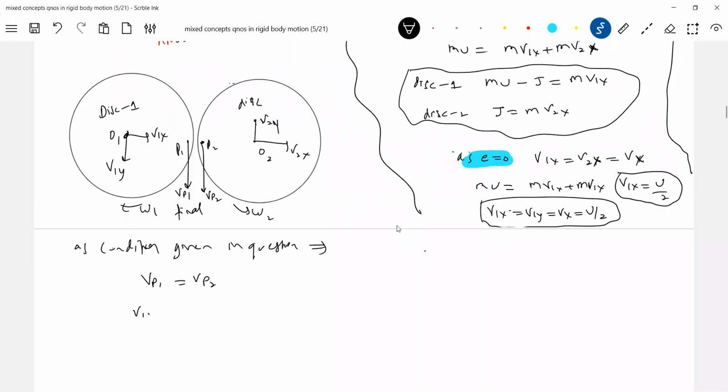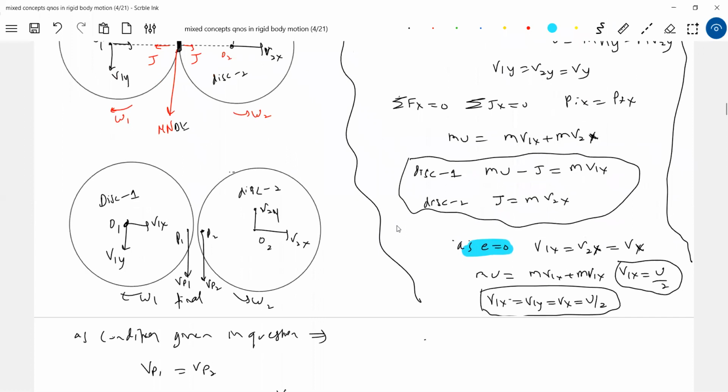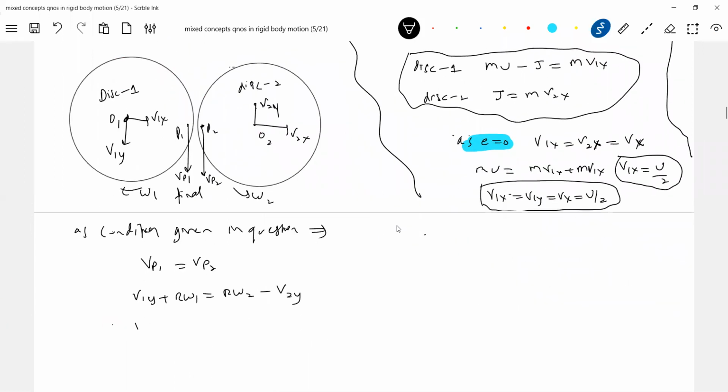Vp1 is equal to V1y plus R omega 1. What is Vp2? Vp2 should be equal to R omega 2 minus V2y. Why are we writing this equation this way? Because both disc 1 and disc 2 are rotating as well as translating. So Vp1 should be equal to V1y plus R omega 1. Vp2 is R omega 2 minus V2y. V1y is equal to V2y, from here. So this should be Vy plus R omega 1 equals R omega 2 minus Vy. So 2Vy equals R times omega 2 minus omega 1.